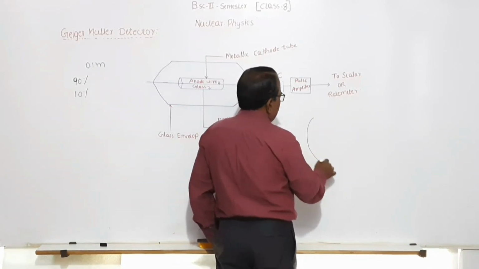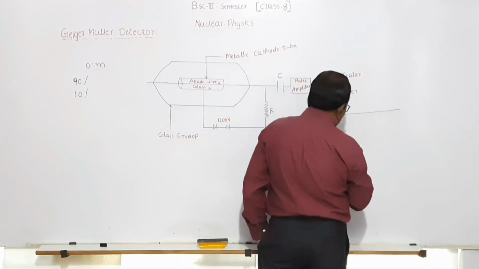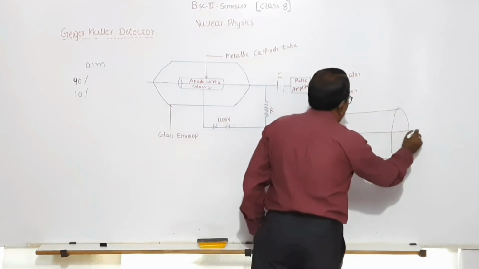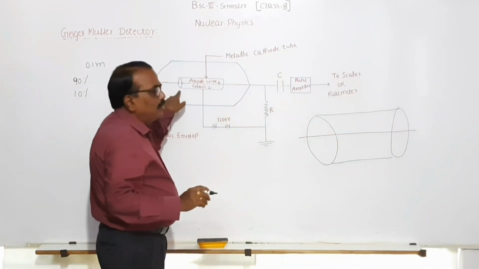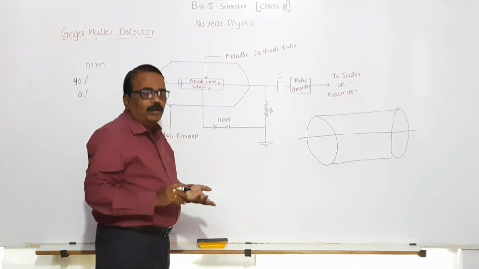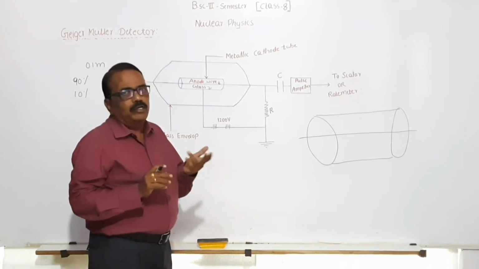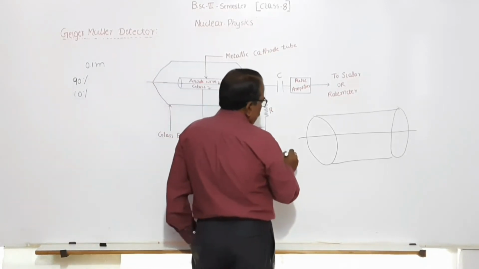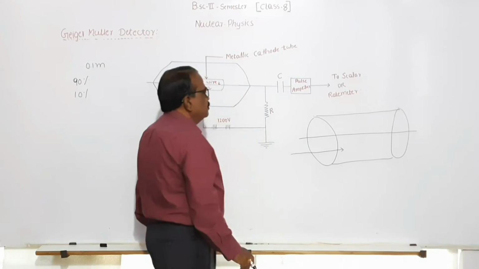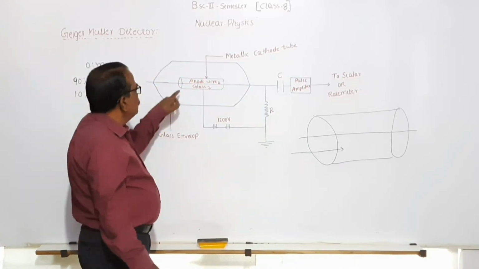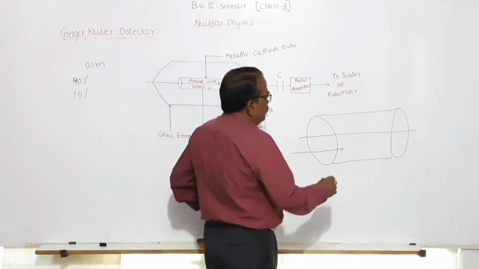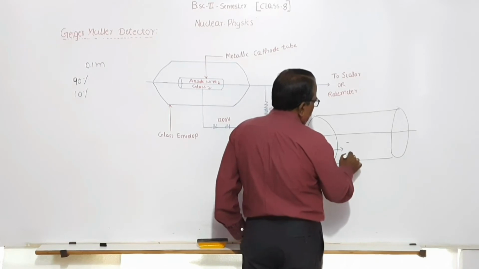So consider this is your cylinder. This is a cylinder. Then if an invisible particle such as alpha, beta, gamma or any nuclear radiation, a highly energetic particle, is allowed to pass, ionization is produced here. Ion pair is produced. That means negative ion and positive ion.